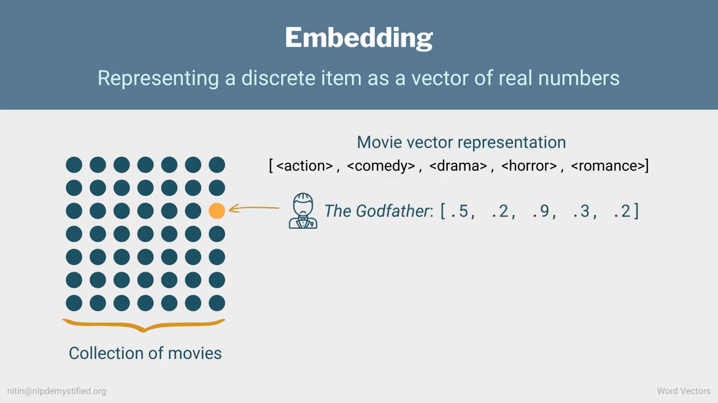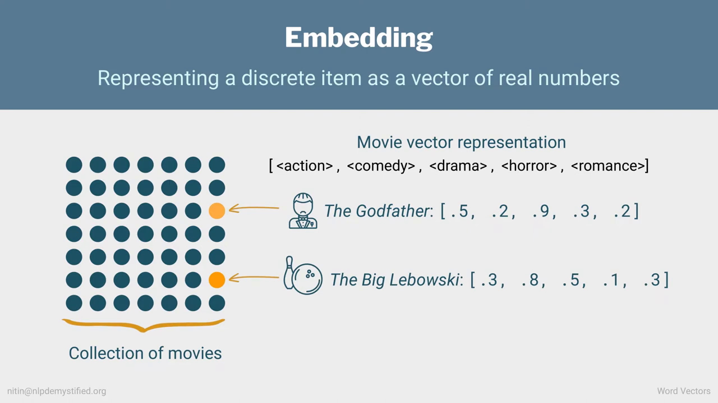Perhaps a vector or embedding for a movie like The Godfather has a moderate 0.5 for action, a 0.2 for comedy, and scores higher for drama. As you can see, an embedding is not a probability distribution. The numbers in this vector do not add up to 1. A movie like The Big Lebowski, on the other hand, would score lower on action and higher on comedy.